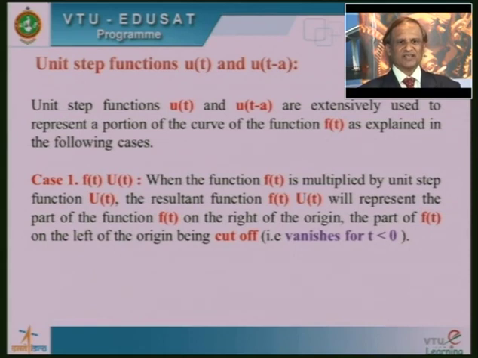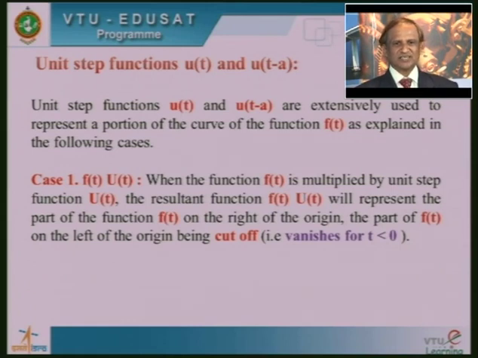So unit step function u of t, or displaced function u of t minus a, is extensively used to represent a portion of the curve of the function f of t, as explained in the following cases. It means a unit step function can be written in three different forms. Say for example, they have given f of t. Now I want to multiply by a unit step function. What is the resultant function? So f of t is multiplied by unit step function u of t.